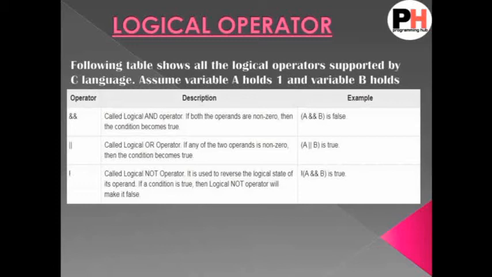And the last one, logical NOT operator. It is used to reverse the logical state of its operand. If a condition is true, then the logical NOT operator will make it false. But this condition is true. Okay. Now move to the next.